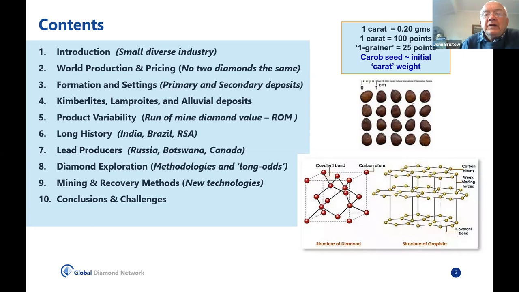Just to point out on the top right-hand side there, a carat, which is the terminology we use for diamonds, is 0.2 of a gram. And that carat measure came from the carob seeds, an interesting tree that grew in India and now most places around the world. And down below, you'll see this remarkable structure of diamond, the covalent bonds, which give us this extreme hardness. And bear in mind that our diamond is pure carbon, really. And we have a diamond structure on the left. And of course, graphite on the right-hand side is still carbon, but very different to the hard minerals that we deal with.